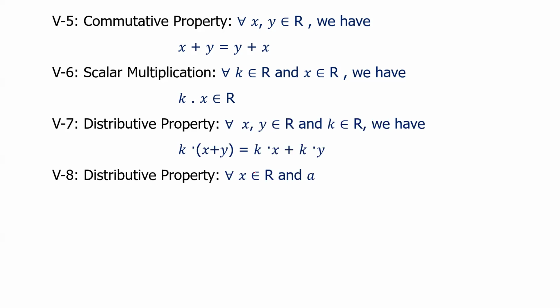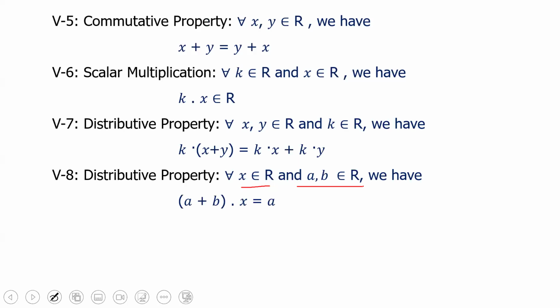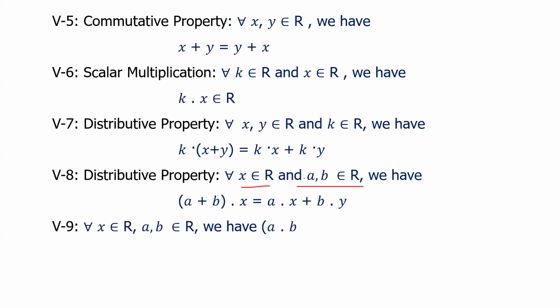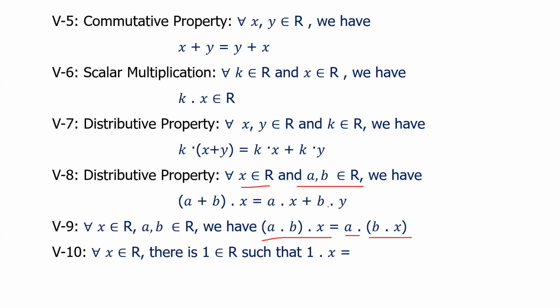Similarly, the distributive property over scalars: for all x belonging to R and a, b belonging to R, we have (a + b)x is equal to ax + bx. Property number 9: for all x belonging to R and a, b belonging to R, we have (ab)x, which is equal to a(bx). It is also true. And the last property: for all x belonging to R, there is 1 belonging to R such that 1 times x is equal to x.